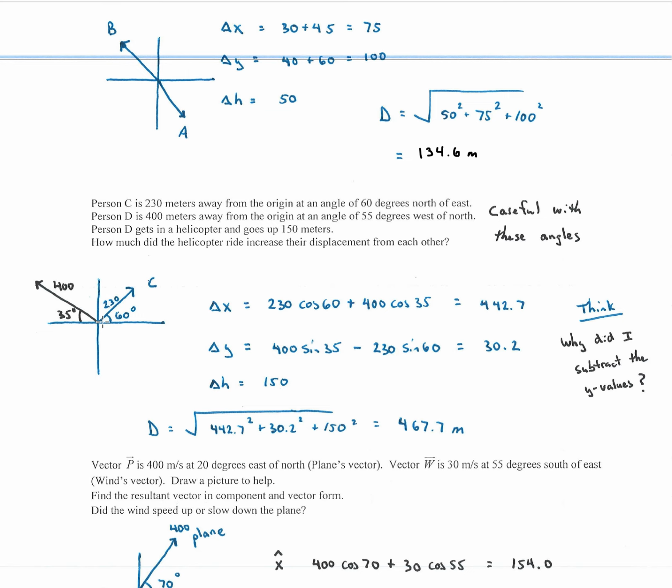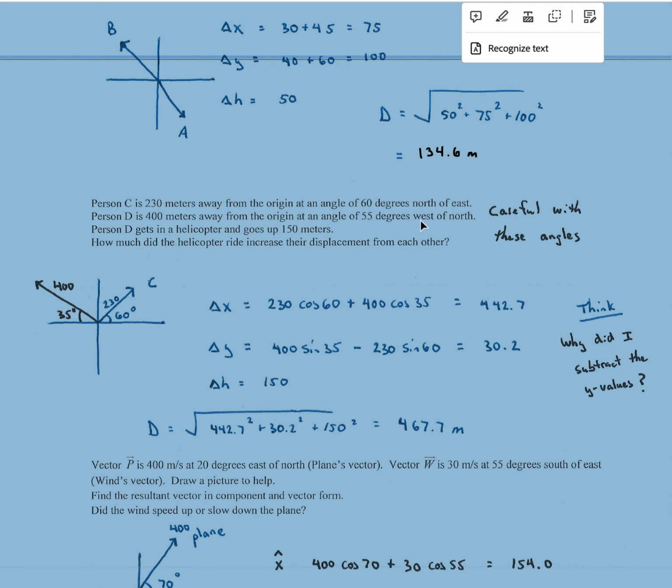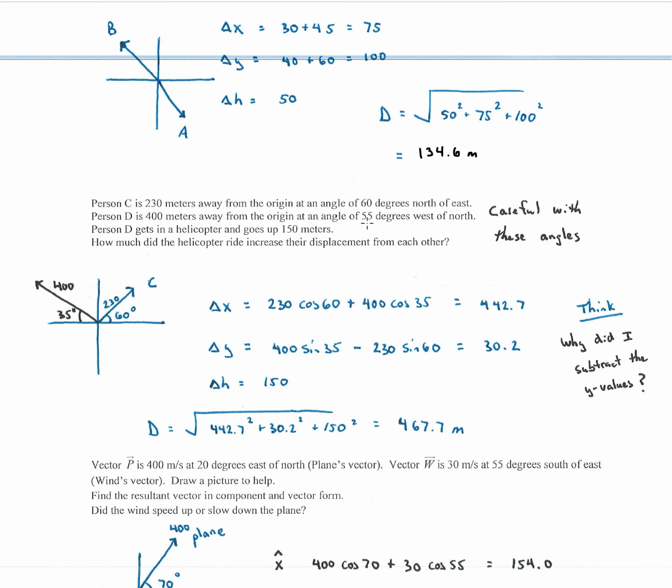D is 400 away at an angle of 55 degrees west of north. West of north, meaning left of up. And so you can see I didn't actually label 55. I went ahead and labeled 35 because that's the angle I want. That's the angle that was given, the stupid angle up top, that's 55. So I went ahead and labeled 35. And then I'm going to break these pieces down.